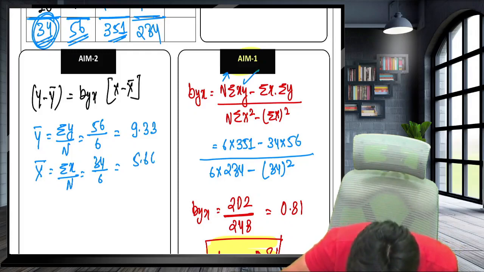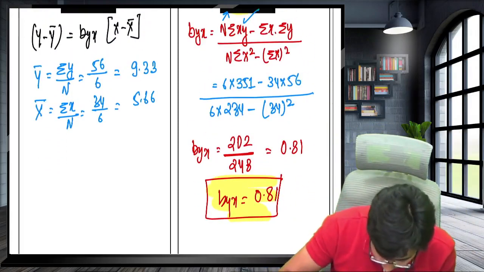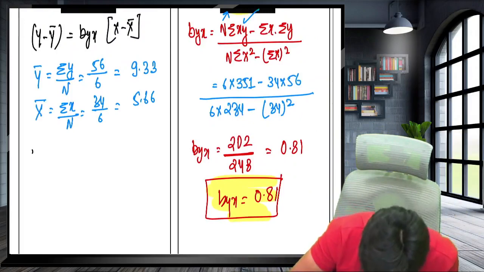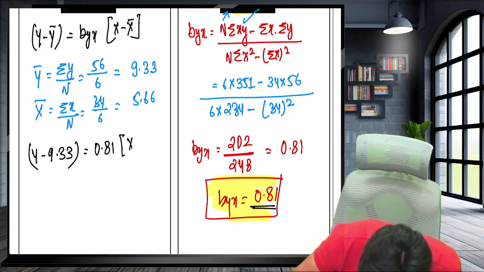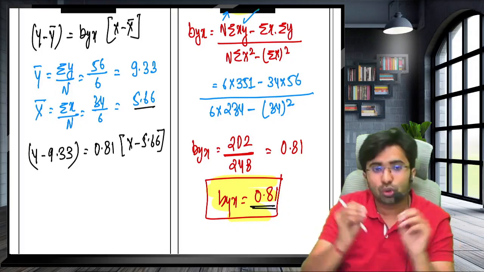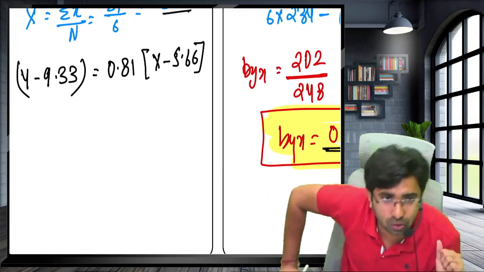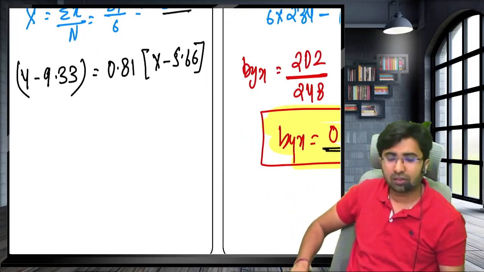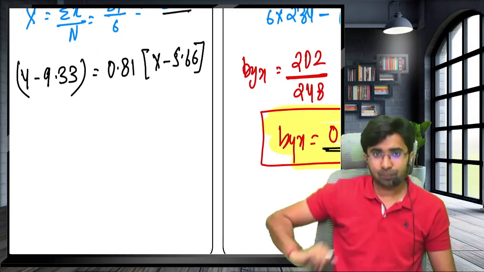5.66. Okay. Sir, now you have all the things that you want. Let's put it over here. y minus y bar: y minus 9.33 is equal to b y on x. Sir, now we have aim number 1. x minus x bar, that is 5.66. Guys, it is true that you have computed your equation. y minus y bar is equal to m, whatever it is. But is this Ravi Kumar or Kumar Ravi?